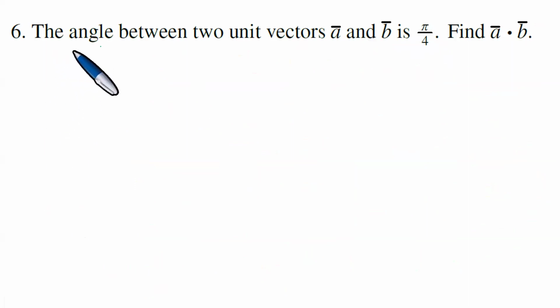Right. The angle between two unit vectors A and B is this one. Find the dot product. Okay, I'm giving you like 2 minutes. And then when you're done, please let us know, and then we can see what to do.